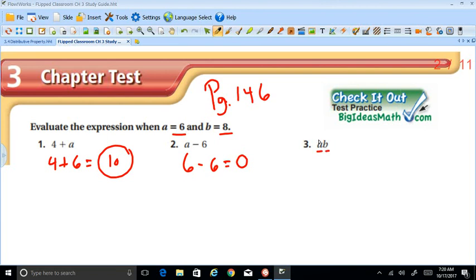A and B, and we talked about this numerous amount of times. When two variables are touching, we know that indicates a multiplication. So it's really A times B, which is really 6 times 8, and it's a basic fact, which gives you 48.